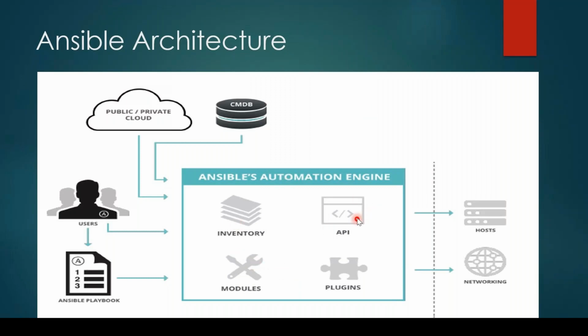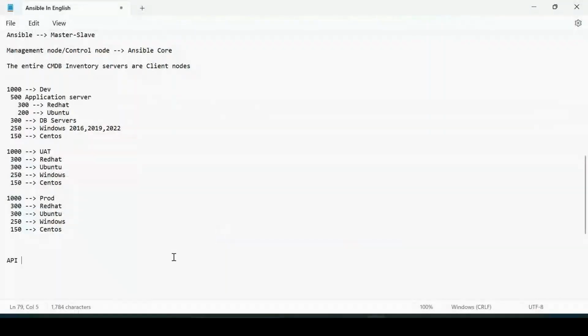The next one is API. API is the abbreviation of application programming interface. Which means, consider you have an application like ServiceNow. How many of you have used ServiceNow? It's a ticketing tool, right? Yes, ServiceNow is a ticketing tool, which is obviously a web application.